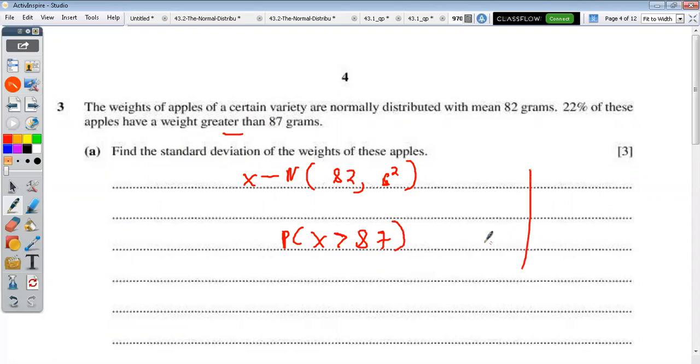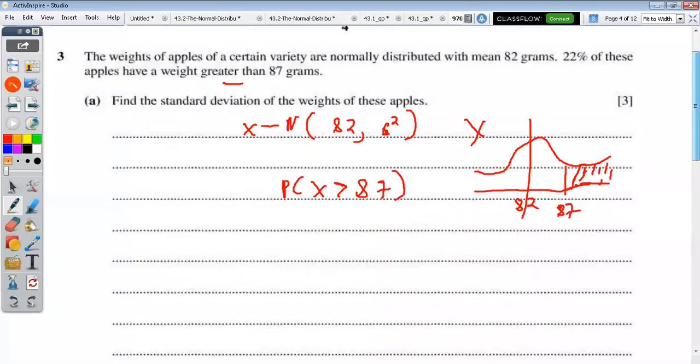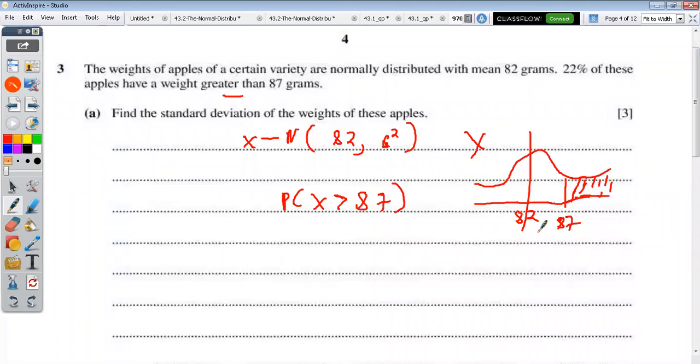Now, if we were to draw this quickly, the X graph, our mean is 82. Then our 87 would be somewhere here. So we want the probability of being greater than, is this region here. Clear? And we are told that 22% like this, a weight greater than that.